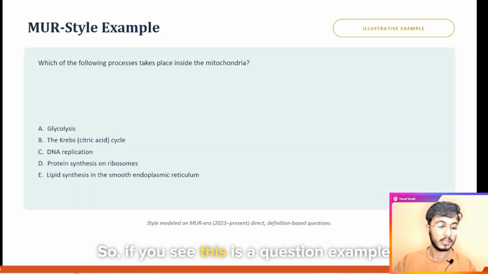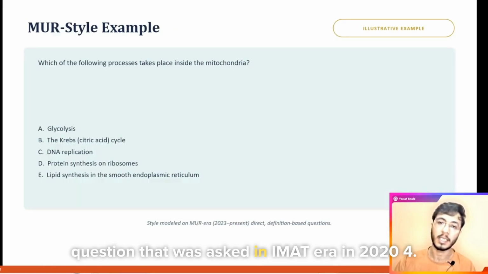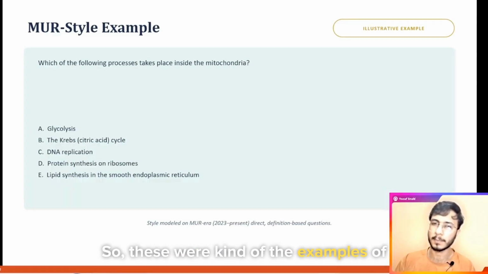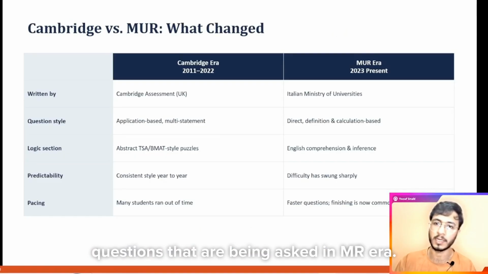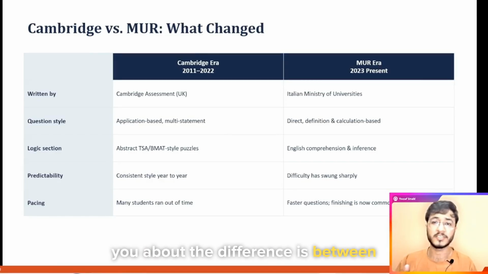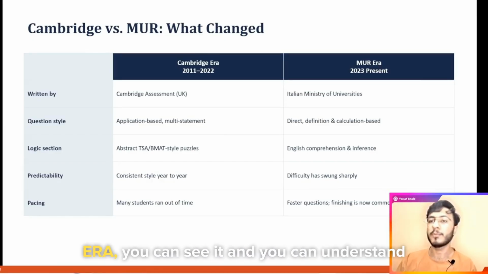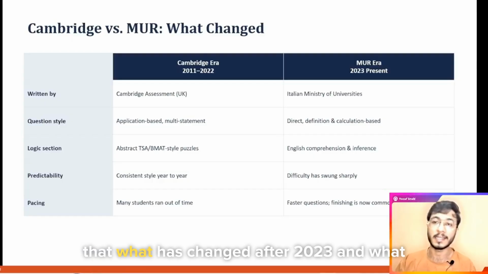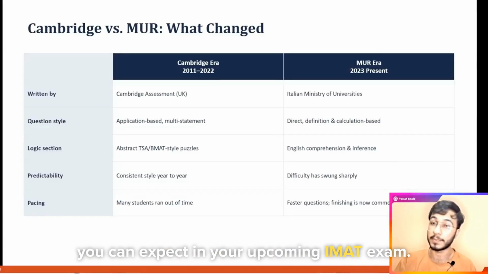So if you see, this is an example question that was asked in the IMAT in 2024. So these were kind of the examples of questions that are being asked in the MUR era. So this is a table in front of you that is telling you about the differences between the Cambridge and MUR era. You can see it and you can understand what has changed after 2023 and what you can expect in your upcoming IMAT exam.